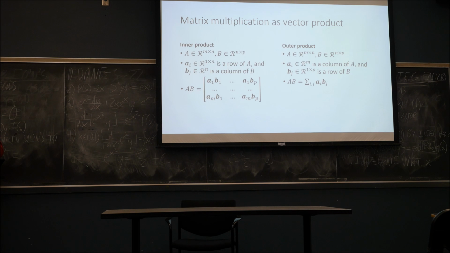So we're going to go into more details. We can see matrix multiplication as vector products, as inner product or outer product. For example, if I have a matrix A that is m times n and B is n times P, the inner dimensions agree, so A times B makes sense. Let's say Ai is a row of A, and Bj is a column of B. The result is the dot product of the row vector from A and the column vector from B. This is how you do matrix multiplication by hand.